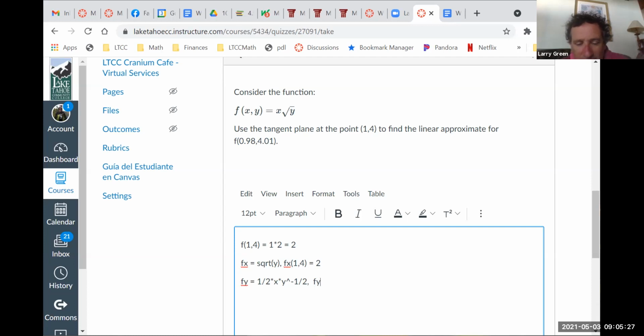and fy of (1, 4) is equal to 1/2 times 1 times 4 to the negative 1/2, which is a half. And that's equal to a fourth. Any questions so far? Okay. And since I gave you decimals, let's take the 1/4 and make it 0.25. It'll be easier to work with.